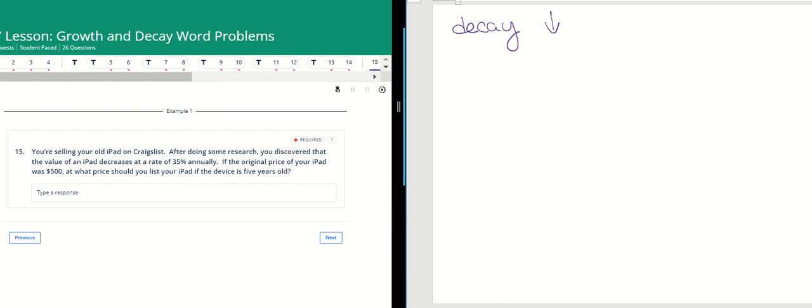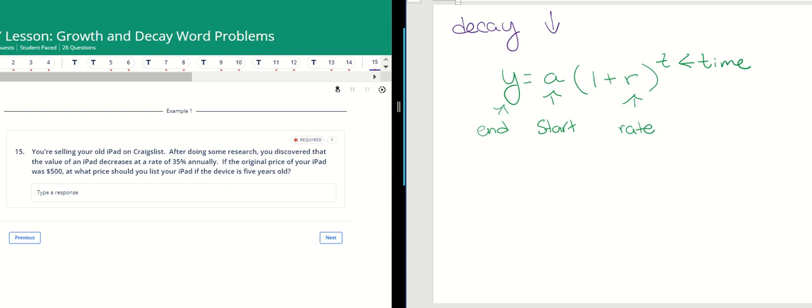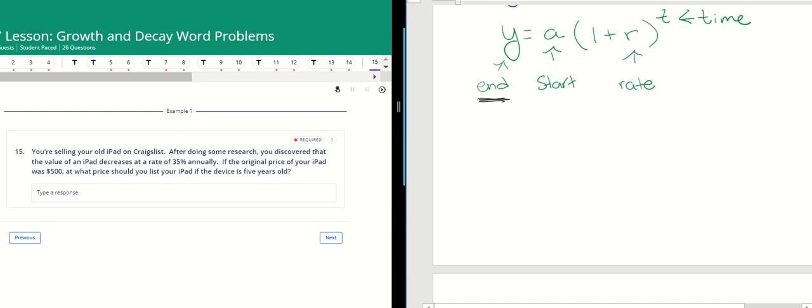So remember, our base formula for this is y equals, and y is how much you're going to get at the end. That's your starting amount times 1 plus r, which is your rate, to the t power, which is the amount of time. So let's do it. We don't know what we're going to end up with. Our whole goal is to figure out what we need to sell this iPad for at the end. So we don't know. So we're going to leave this as y.